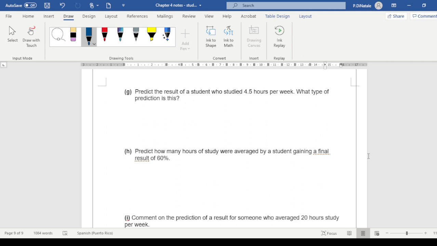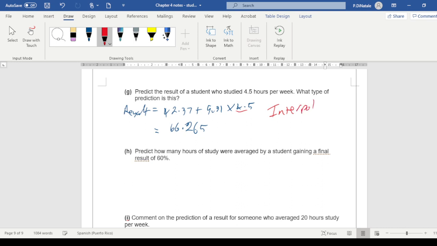Okay, 4.5 hours, I'm going to put it straight into there. So the result predicted, remember, use the line, 42.37 plus 5.31 times hours of study, 4.5. We predict that this person will get 66.265. I haven't rounded here. Okay. What type of prediction is this? Well, 4.5 hours, that's inside the data range, so we're talking about interpolation. That's what type it is.